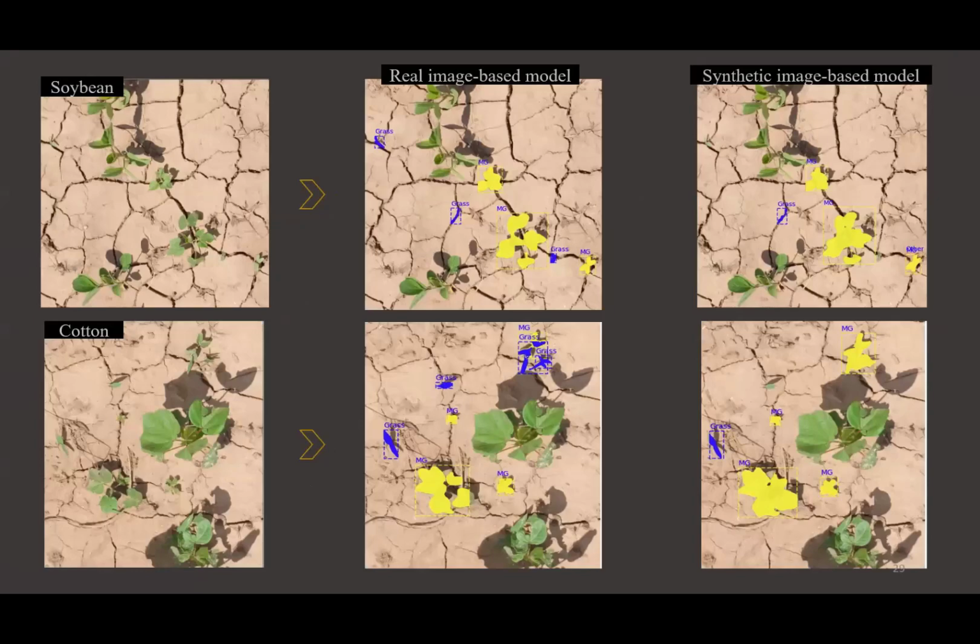These are the results from both models for the soybean and cotton fields. On the upper row, we have the results for soybean, and on the bottom row, the results for cotton. We can see how accurately and precisely the real image-based model detected the grasses and morning glories. It not only detected but also segmented the canopy boundaries very well. If you look at the synthetic image-based model, we can see that some of the grass species are missed. But still, the synthetic image model did a good job compared to the real image-based model. And the story was similar for cotton as well.